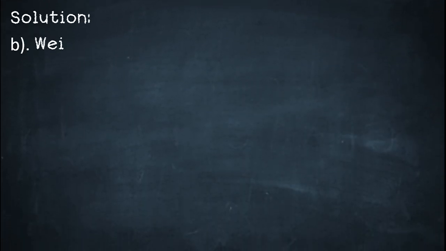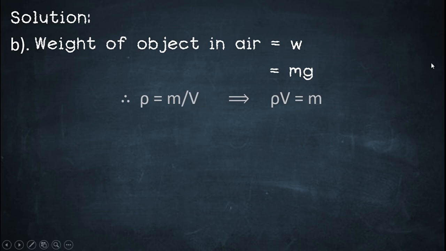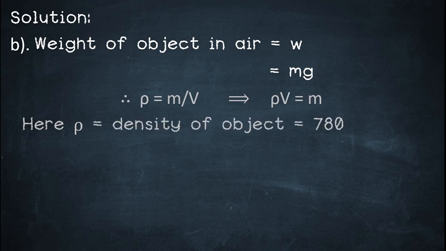In part B, we have to find the weight of the object in air, which is represented by W and is equal to mg. We are not given the mass of the object, but we know that density is equal to mass per unit volume. Rearranging this equation, we will have mass is equal to rho V. We will substitute the value of this mass in the given formula, and we will find the result. Here the density will be the density of object.